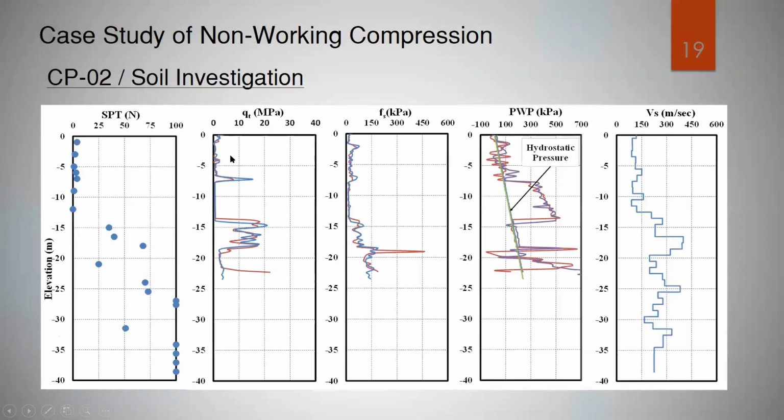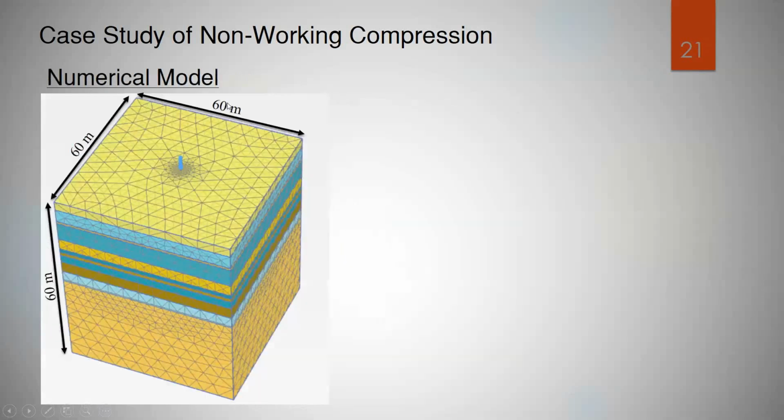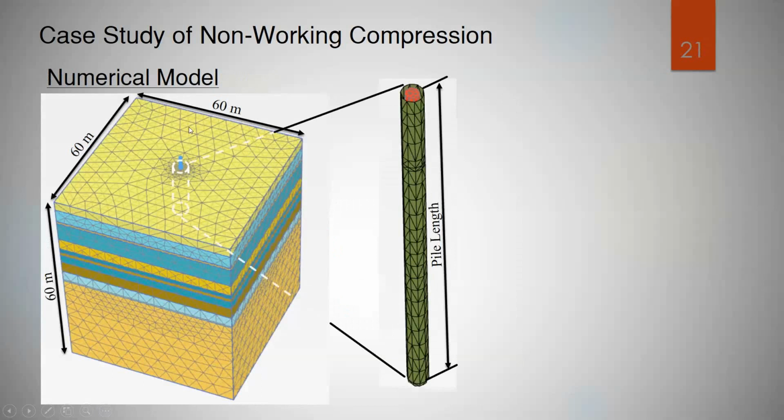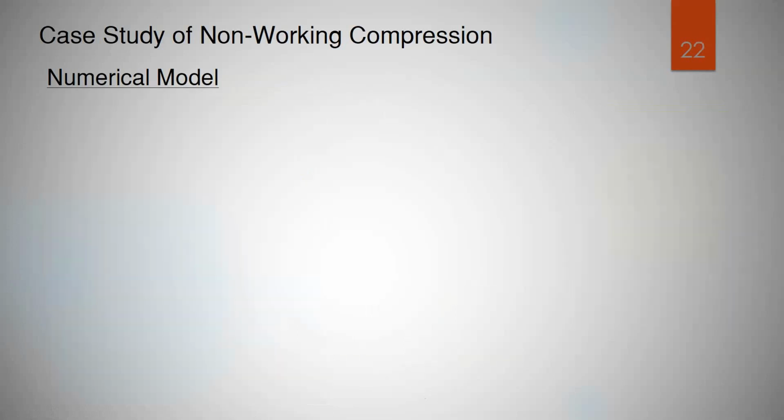Here is the adjacent soil investigation. We have SPT and CPTU data and the shear wave velocity. Then we get the soil parameters: Cu, the internal friction angle of sand, and small-strain G maximum from shear wave velocity. Then we make a numerical model using Plaxis 3D. We simulate the pile as a volume pile, and we use an interface extension to get a smooth stress distribution at the tip of the pile.